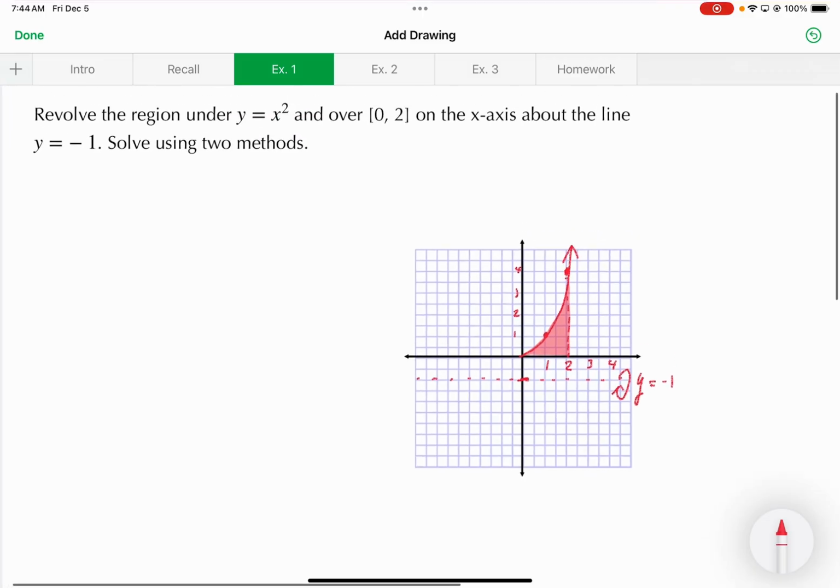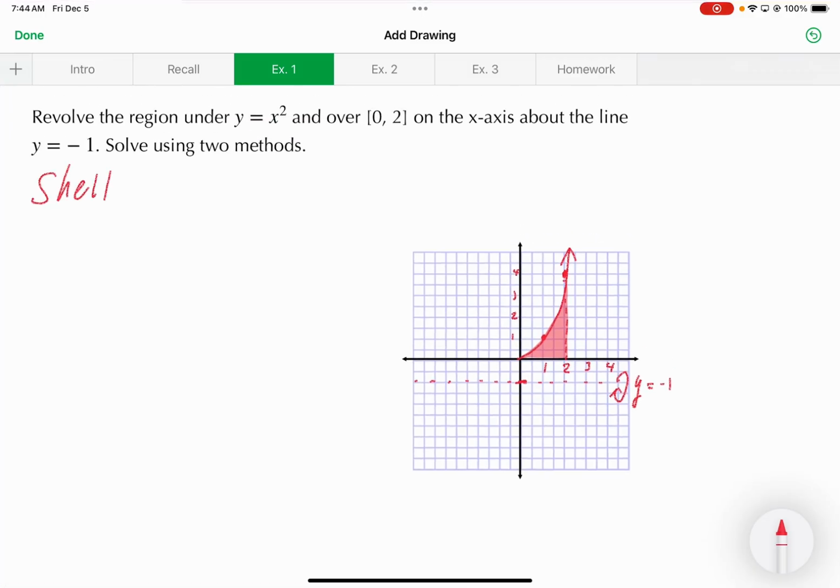So if I start by using shell method and just reminding ourselves of what we did yesterday, remember our formula for shell method was integral a to b 2 pi radius, should be asking you guys this, times height times thickness. And what I said yesterday is when you're using shell method and you're revolving it around a line other than an axis, oftentimes it affects your radius, okay?